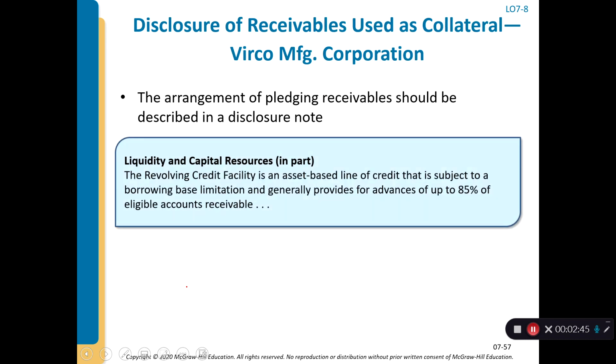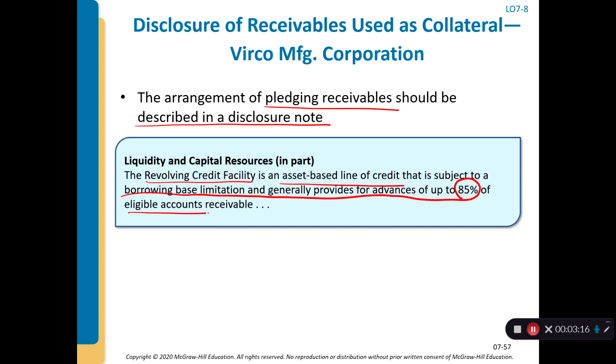For example, consider a disclosure of receivables used as collateral, such as Vicor Management Corporation. The arrangement of pledging receivables should be described in the disclosure notes, such as liquidity and capital resources, right? The revolving credit facility is an asset-based line of credit that is subject to a borrowing base limitation and generally provides for advances up to 85% of eligible accounts receivable. This means that they use the accounts receivable to pledge for a line of credit, and this line of credit can only go up to 85% of accounts receivable.